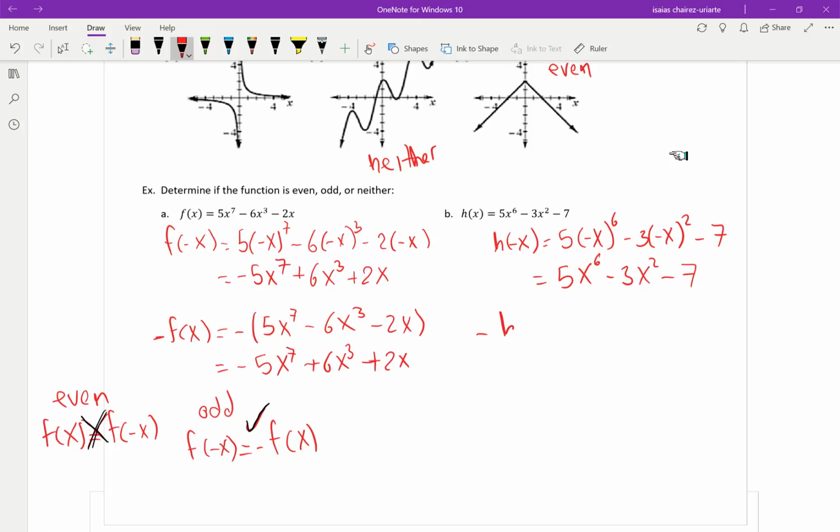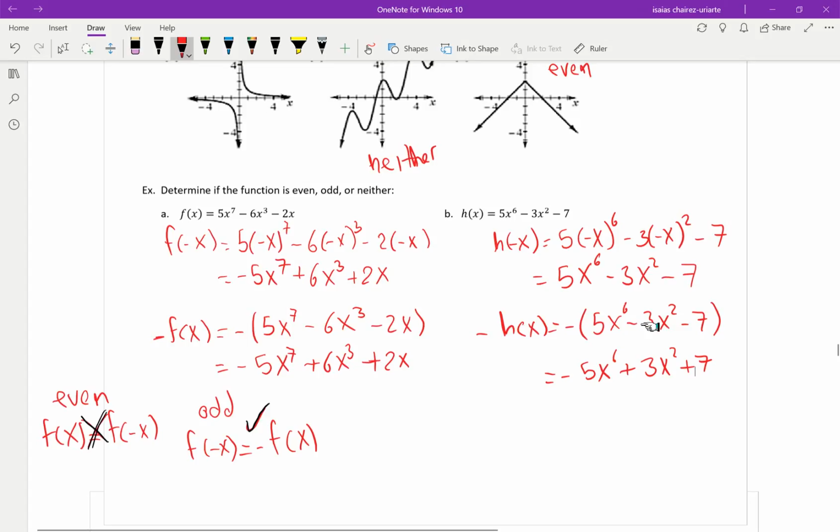Let me compute negative h of x. Negative h of x is just a negative and then our original function. Okay, so that becomes negative 5x to the 6th plus 3x squared plus 7. Right now that's just the groundwork that I need in order to make my comparisons. So now let me think, is this function even? To be even, that means that f of x equals f of negative x. So is the original equal to h of negative x? Let me change things to h here, just to use the same notation that we were given. Is h of x, the original one, equal to h of negative x?